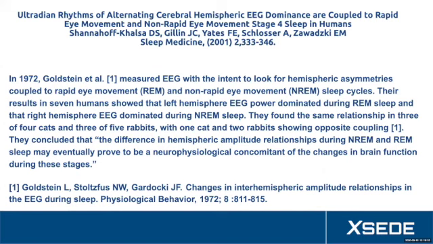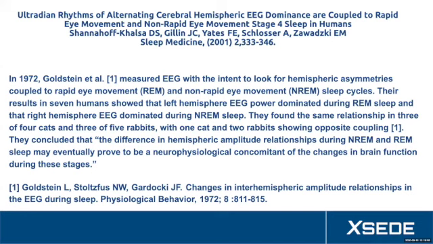And I want to read to you something that we had in a paper that's going to come up in a moment. It was entitled Ultradian Rhythms of Alternating Cerebral Hemispheric EEG Dominance Are Coupled to Rapid Eye Movement and Non-Rapid Eye Movement Stage 4 Sleep in Humans. That was published in 2001 in Sleep Medicine. And I want to read the first paragraph so you get a better sense of what we're going to be looking at in our data.